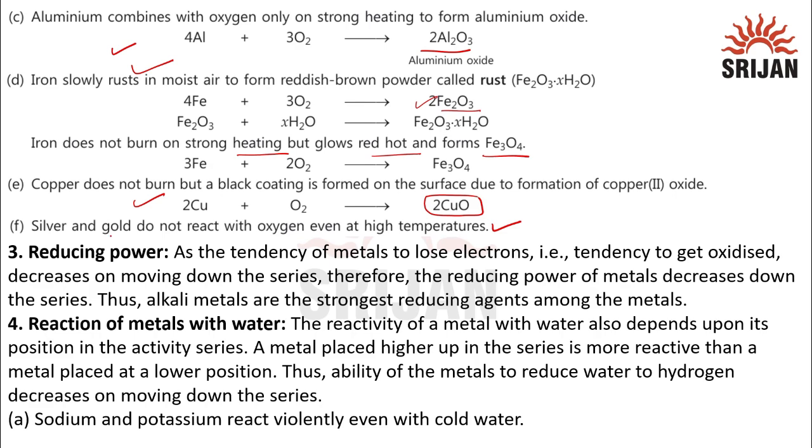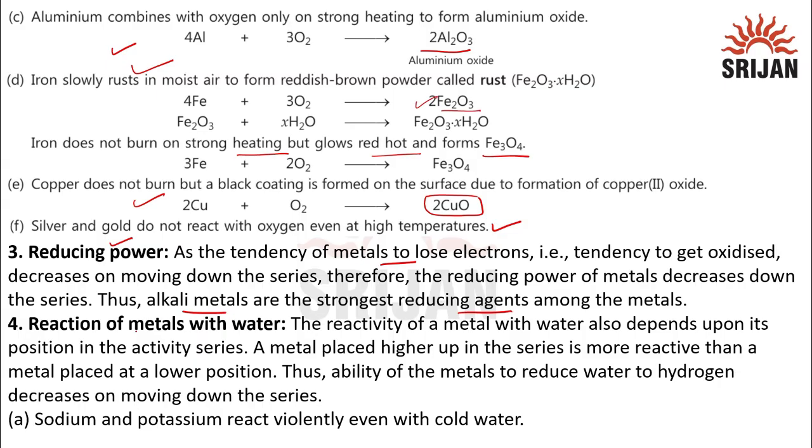The third salient feature of the reactivity series is the reducing power. As the tendency of a metal to lose the electron decreases down the group, the reducing power also decreases down the group. That means the alkali metals are the strongest reducing agents among the metals.